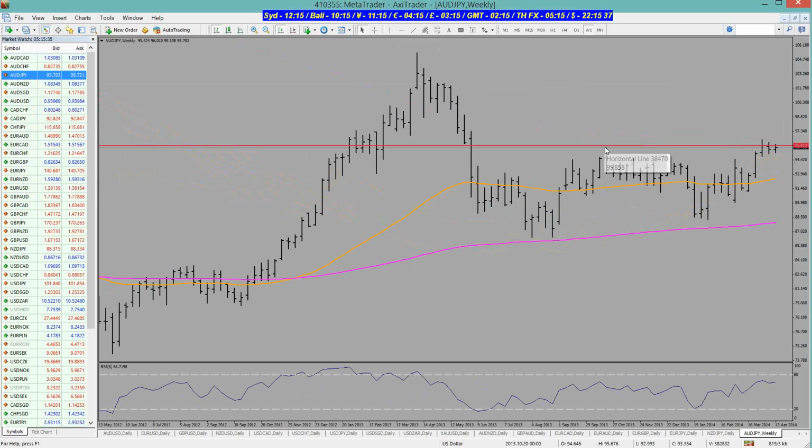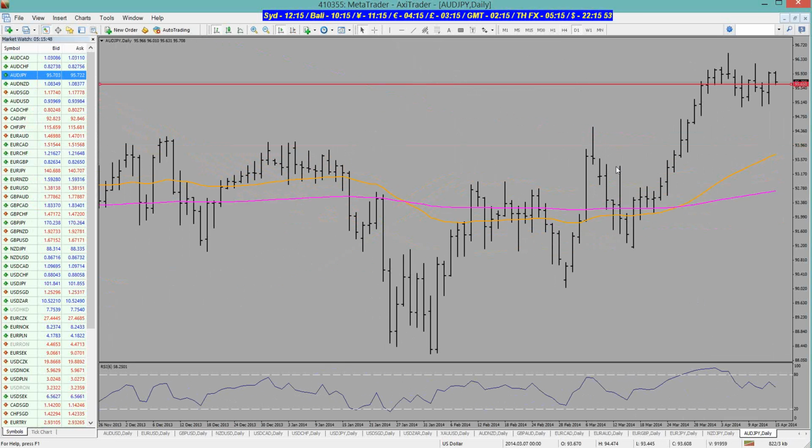If you look at this high here, this could be. You've got this resistance here off the weekly. The moving average is not exactly flat, it was more flat over here. I see this is about to have a pullback.